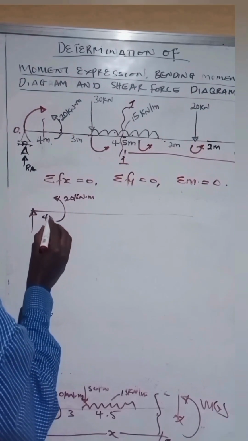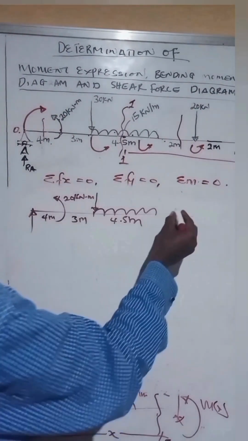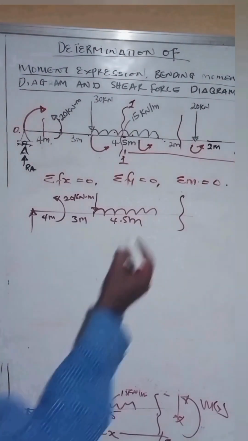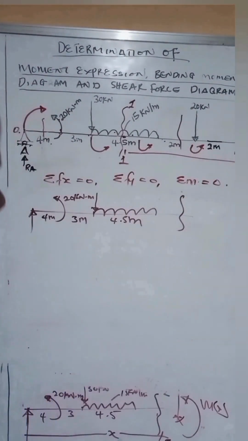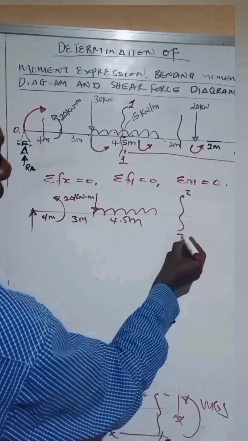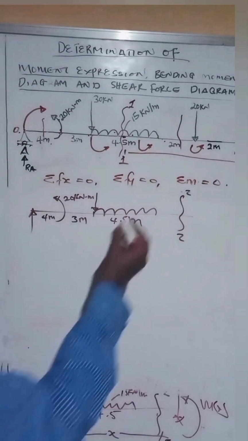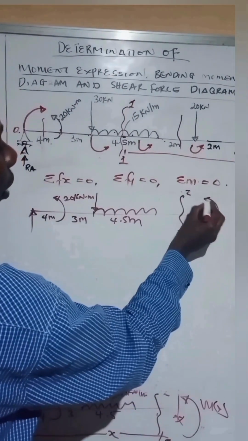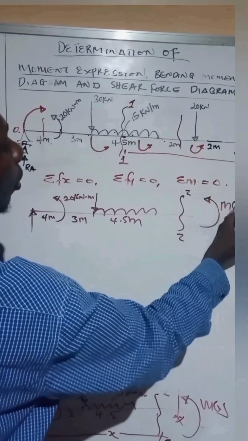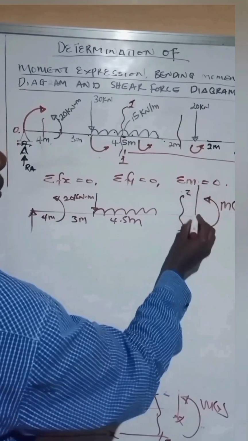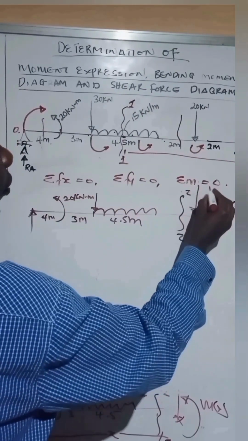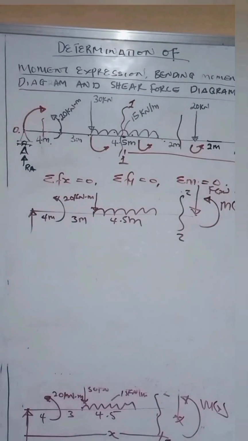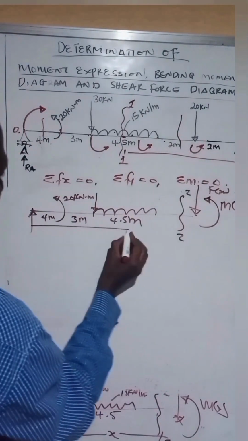Yes, 4 meters. We want to get the expression for this one. Okay, this is where we are. Remember, we called it section ZZ. We need to redraw it so that we can calculate it. All right, so we have the moment expression, and this is the shear force expression. Both are functions of x.